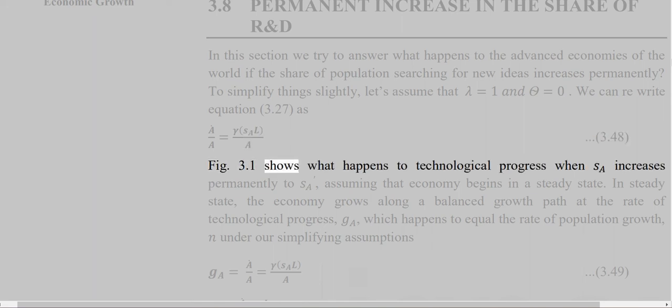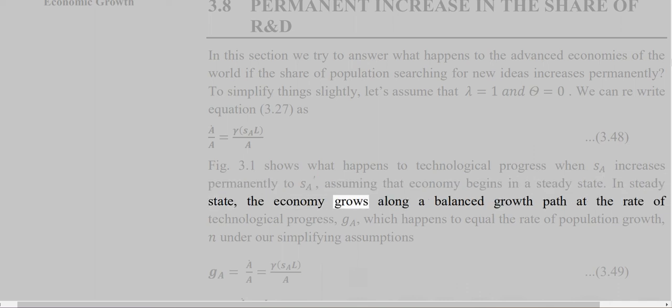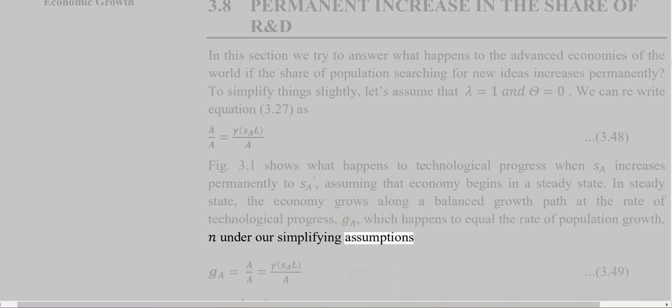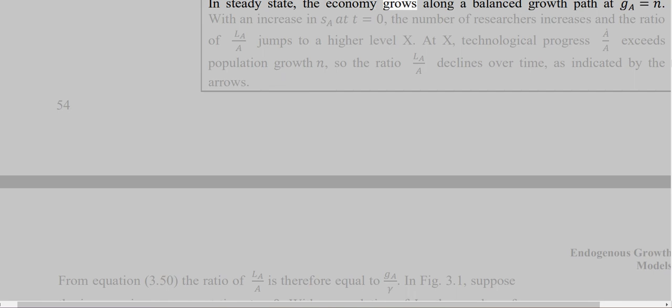Figure 3.1 shows what happens to technological progress when increases permanently to, assuming that the economy begins in a steady state. In steady state, the economy grows along a balanced growth path at the rate of technological progress, which happens to equal the rate of population growth. Under our simplifying assumptions, equals equals 3.49, equals equals 3.50. In steady state, the economy grows along a balanced growth path at equals.